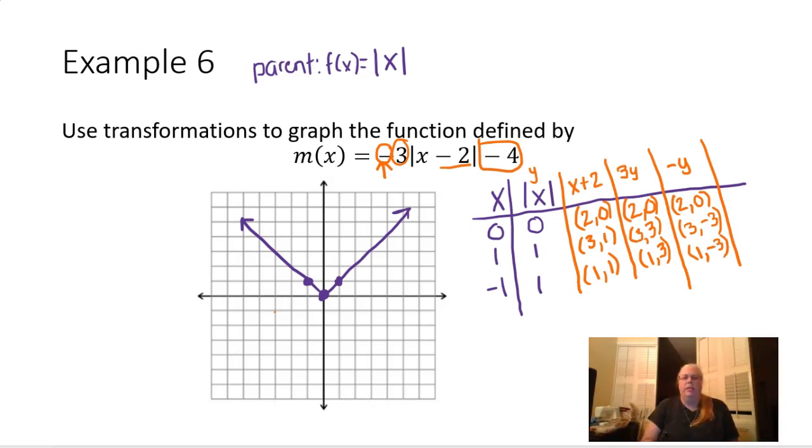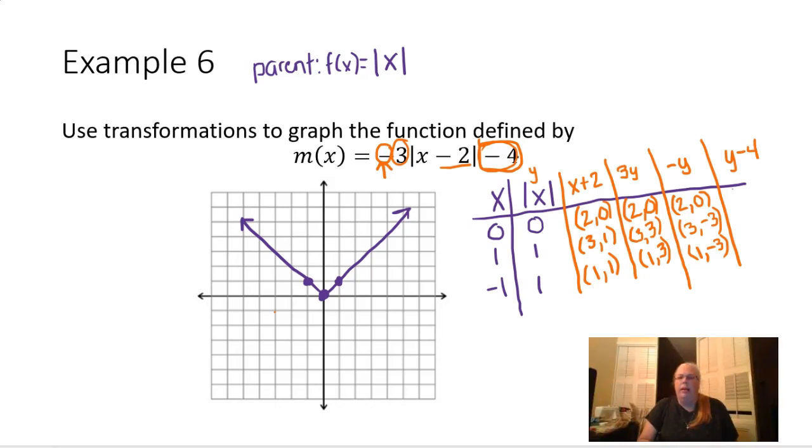But finally, the last thing I want to do is my vertical translation. This is the minus 4. This is going to move everything down 4. And since the y-coordinate is the one that moves us up and down, I'm going to take the y-coordinate and I'm going to subtract 4 from it.